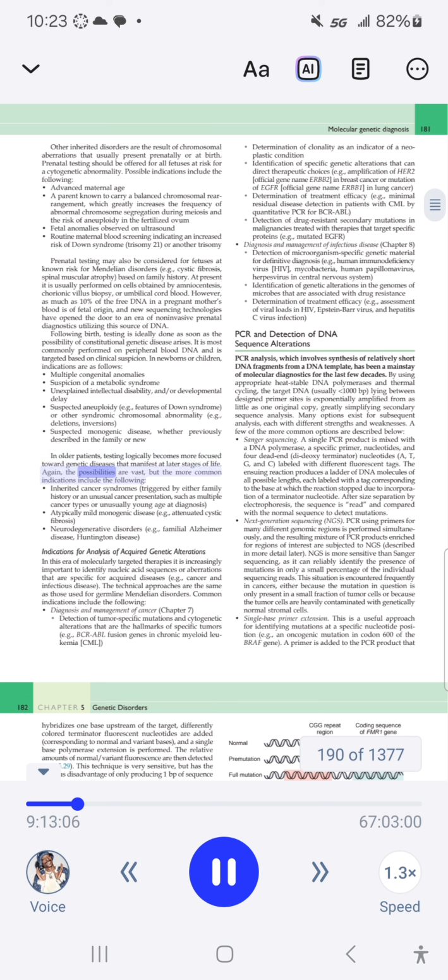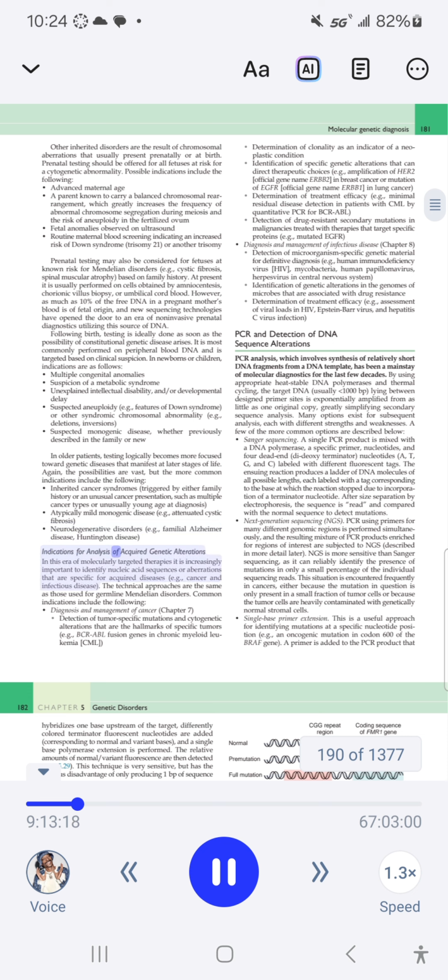Again, the possibilities are vast, but the more common indications include the following: inherited cancer syndromes triggered by either family history or an unusual cancer presentation, such as multiple cancer types or unusually young age at diagnosis. Atypically mild monogenic disease, e.g., attenuated cystic fibrosis. Neurodegenerative disorders, e.g., familial Alzheimer's disease, Huntington disease.